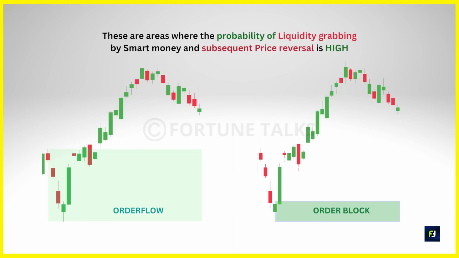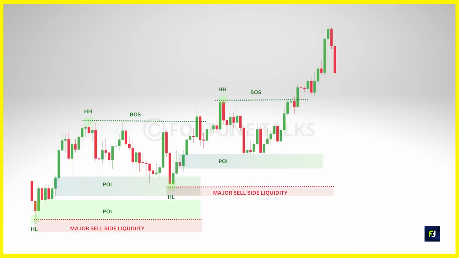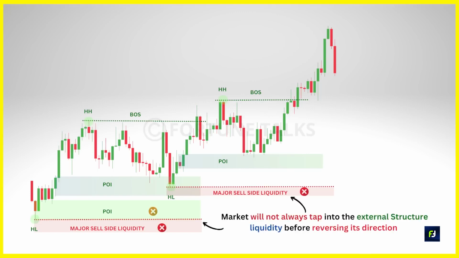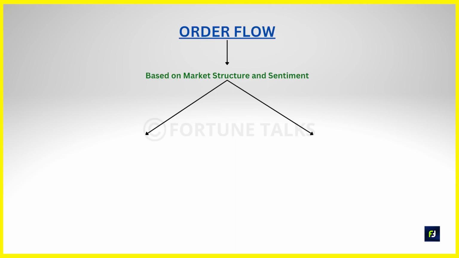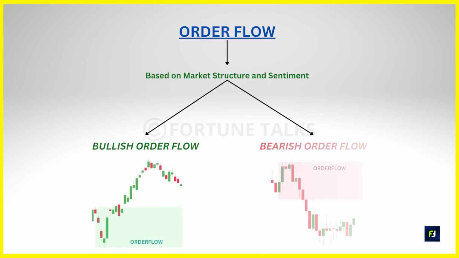So think of an order flow as that price move in the chart which to most extent reveals where the smart money hides their positions or where they are most likely to initiate their positions. If you have observed the flow of prices in the market structure, you will notice that the price will not always tap into the external structure before reversing its direction. The market might reverse even before that. This is due to the existence of order flows. Technically, there are two types of order flows. These are bullish order flow formed during an upward market structure and a bearish order flow which is formed during a bearish market structure.